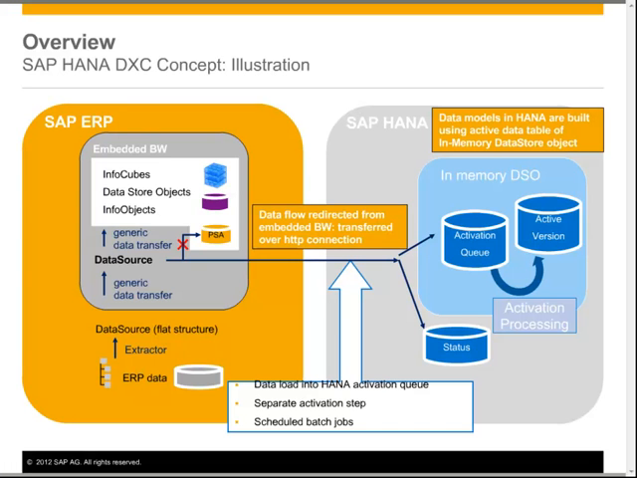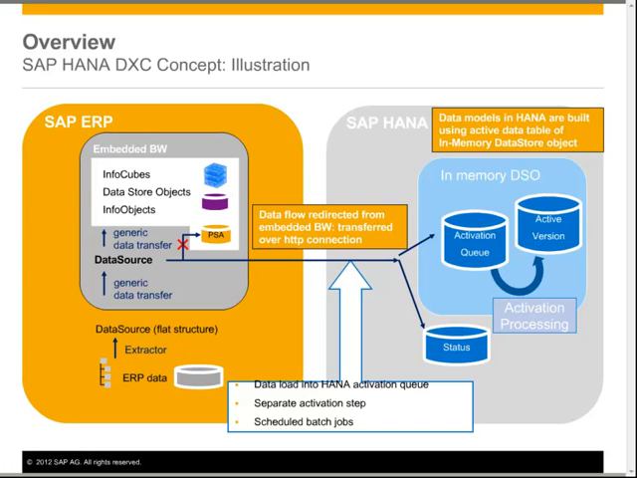Let's look at an illustration of how the DXC concept can be realized. An SAP Business Suite system is based on NetWeaver. As of NetWeaver version 7.0, Business Warehouse is part of NetWeaver itself, which means a BW system exists inside Business Suite systems, and with this we mean ERP ECC 6.0 or higher. So this BW system is then referred to as an embedded BW system.